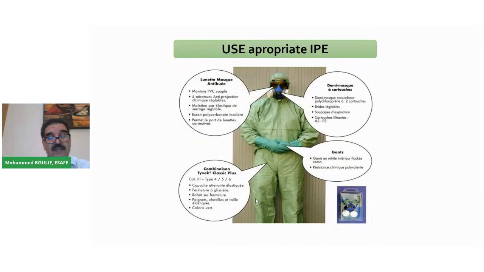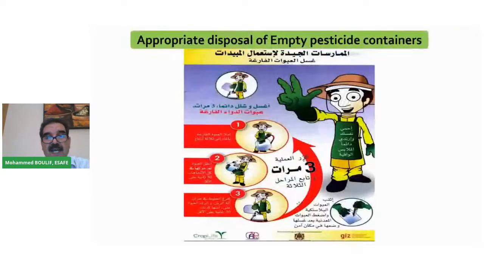You have to teach the farmers how to protect themselves, and there is no need for me to dwell on this. It's self-explanatory. And you have to teach them also how to empty and wash their pesticide containers, recuperate the pesticide residue in the tank that you will be spraying, and then destroy the container so as to avoid somebody using it for milk or oil.